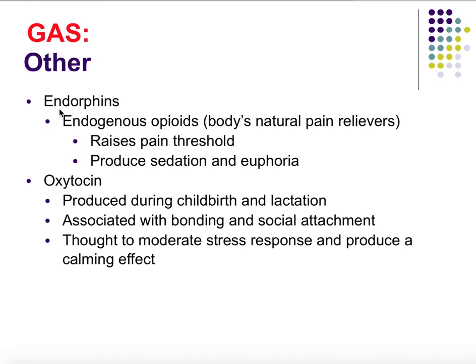We also have endorphins that are released in the GAS. So endorphins are endogenous opiates. These are actually your body's natural pain relievers. So they raise the pain threshold so you don't feel pain as quickly. And they can also produce a sensation of sedation and euphoria. Oxytocin is also released. Now this is typically produced during childbirth as well as during lactation, breastfeeding. It's also associated with bonding and social attachment. And it's thought to moderate the stress response and produce a calming effect.